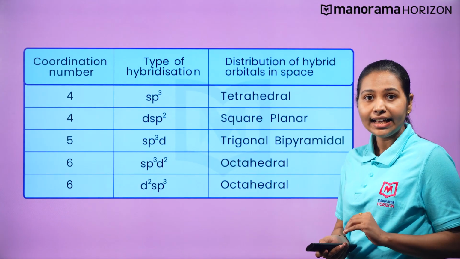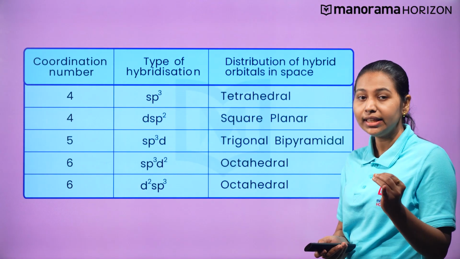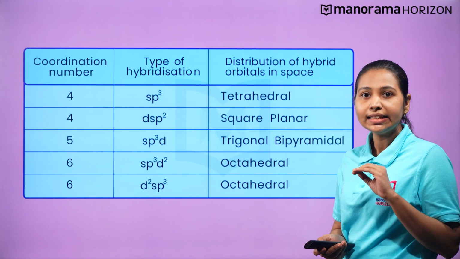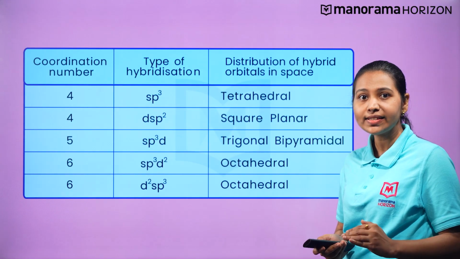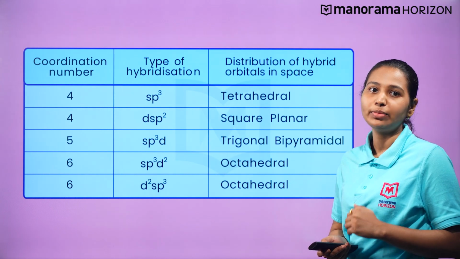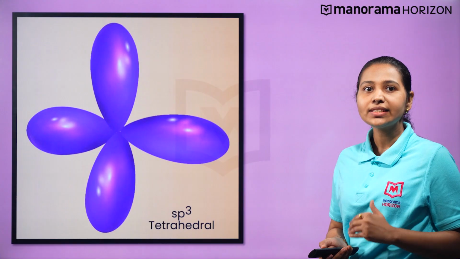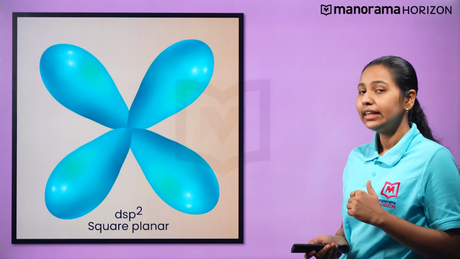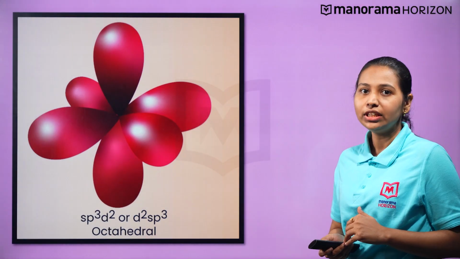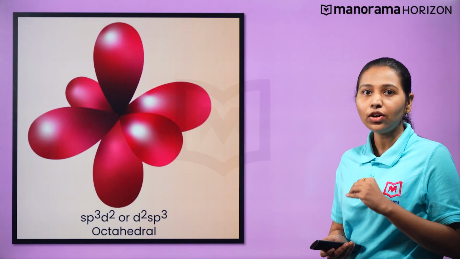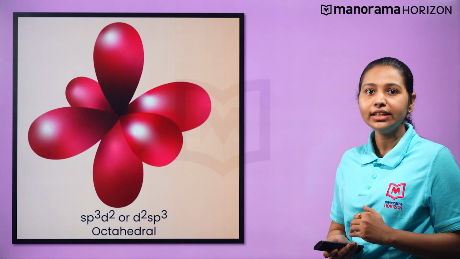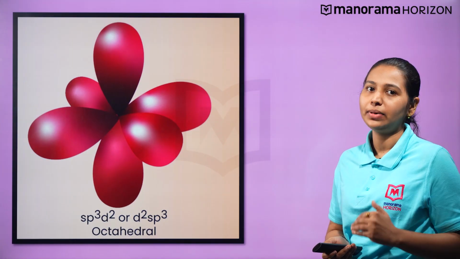Meaning, ligands can use n-1 d, ns, np or nd orbitals for hybridization. This results in different geometries based on the coordination number as well as the nature of the central metal. These hybridized orbitals, say sp3, dsp2, sp3d or sp3d2, overlap with ligand orbitals which donate electron pairs for bonding and they result in the geometry of that specific complex.